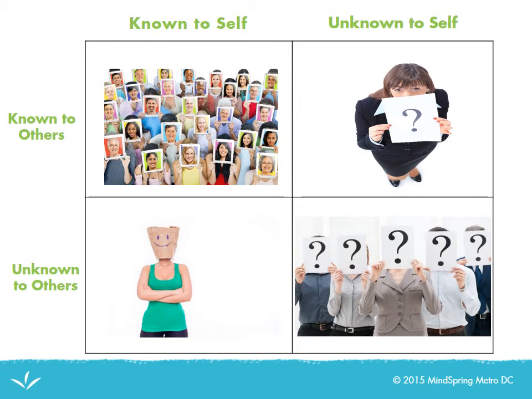If most of your results are in quadrant 4, you are a mystery to yourself and others. You may act in strange ways to others and not even notice it. Alternatively, you may just prefer to live in the moment, taking each day as it comes and not seeking self-awareness.